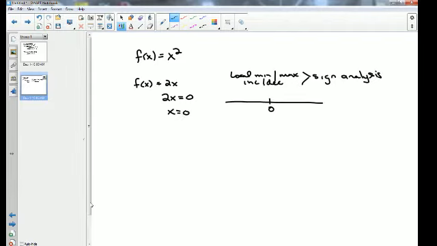Yeah, there's a lot in your heads right now, but you'll learn to compartmentalize it, and it becomes easier. Okay, sign analysis is always with the derivative or second derivative, but we're working with the derivative, so that's what we're going to use.